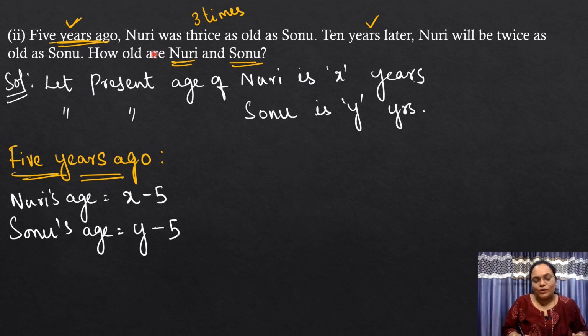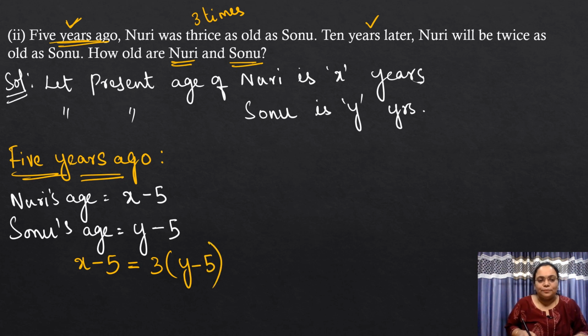So see the question. Noori was 3 times as old as Sonu. So what is Noori's age 5 years ago? That is x minus 5 is equal to 3 into y minus 5, which is Sonu's age. Now let us simplify. x minus 5 is equal to 3y minus 15.